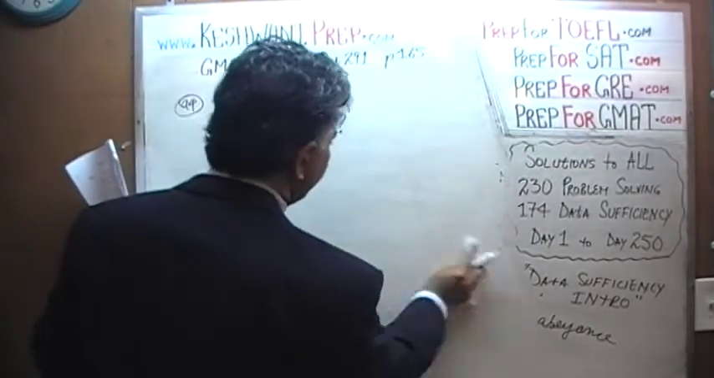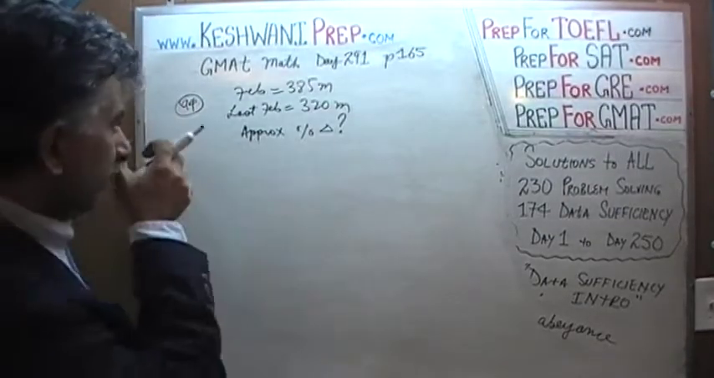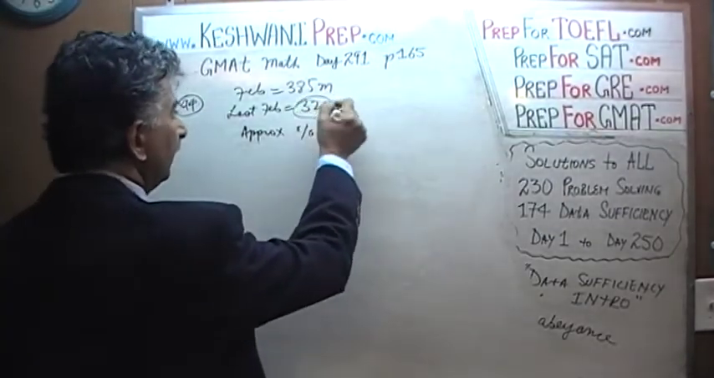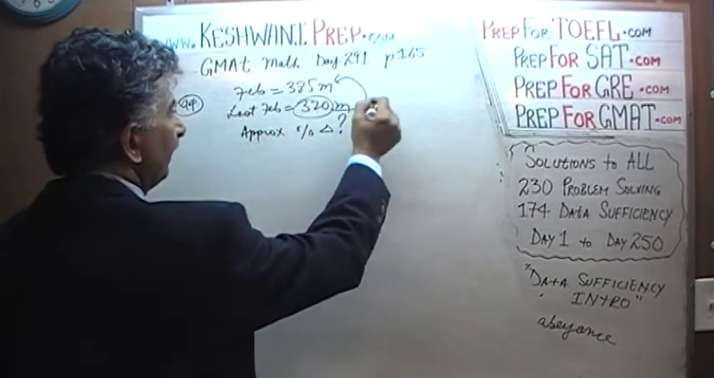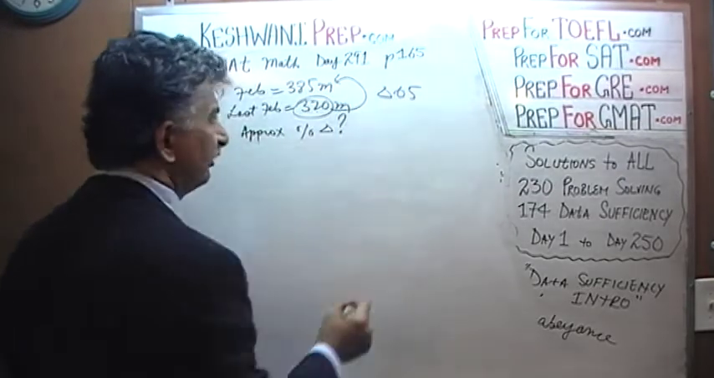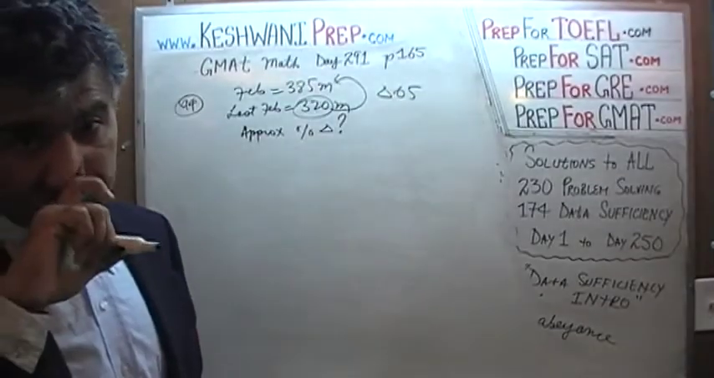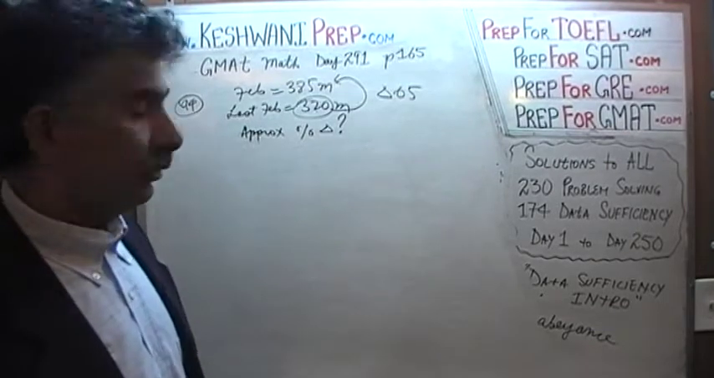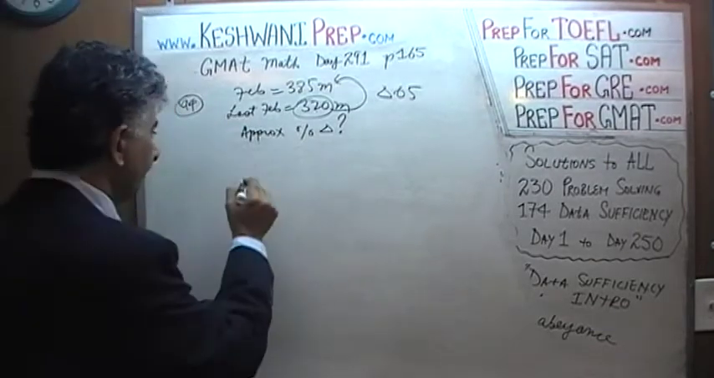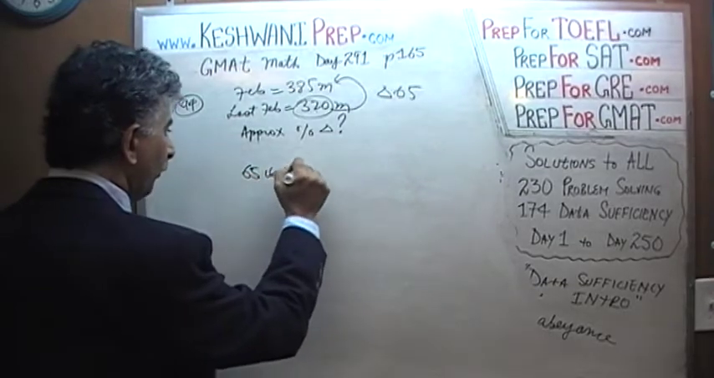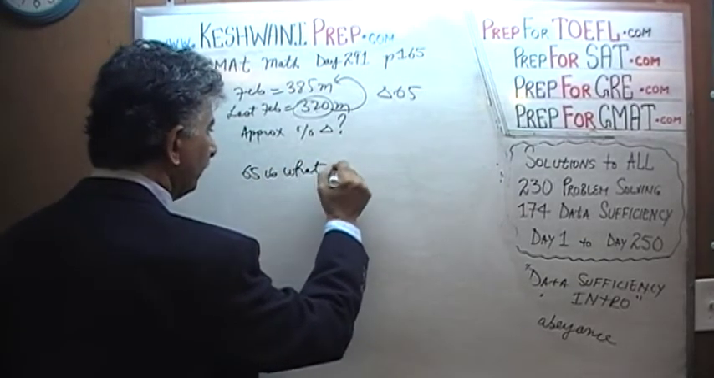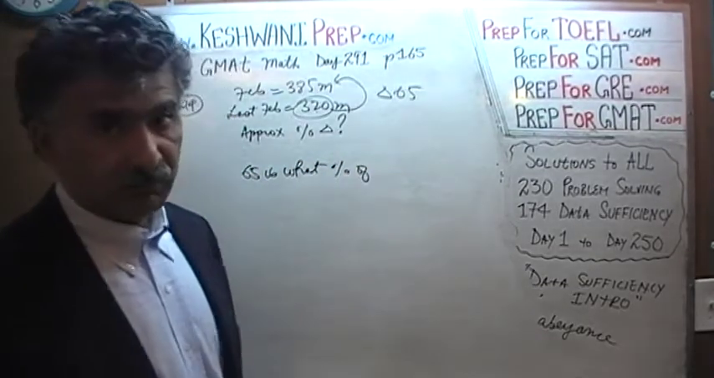So the very first thing you have to figure out is, how much did it go up? It was 320 last year, it went up to 385, the change is 65. Change is positive 65 because it has gone up from 320 to 385. The question now is, 65 is what percent of the amount that we started out with?